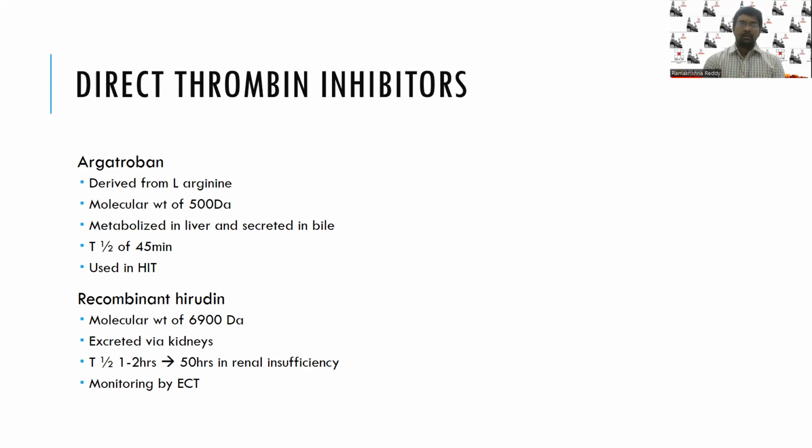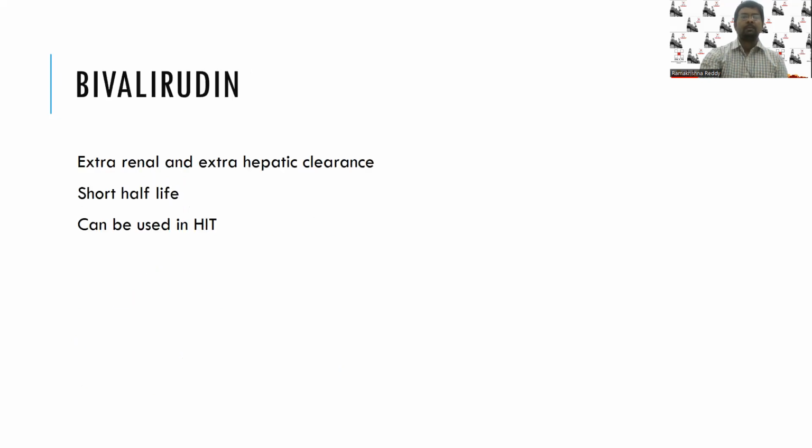Argatroban provides anticoagulation by directly inhibiting thrombin. It has a half-life of 45 minutes, and it is metabolized in the liver and secreted in the bile. The molecular weight is 500 Dalton. Hirudin has a slightly higher molecular weight than argatroban. It is 6900, and unlike argatroban, it is excreted via the kidney. So the half-life can be prolonged from 1 to 2 hours to 50 hours in renal insufficiency. For these direct thrombin inhibitors, the monitoring of coagulation is by ecarin clotting time.